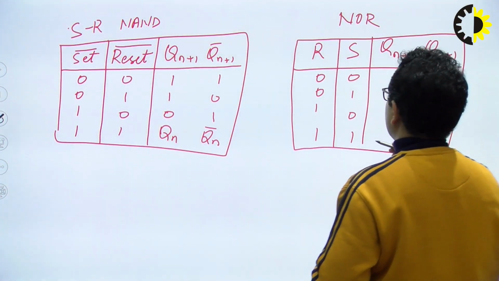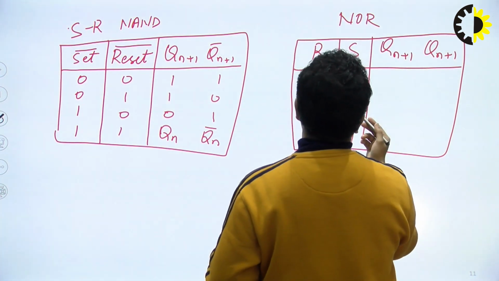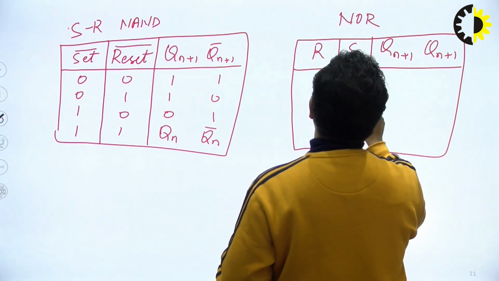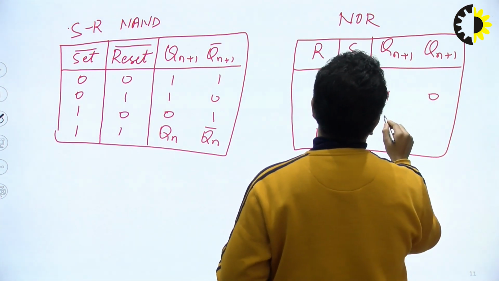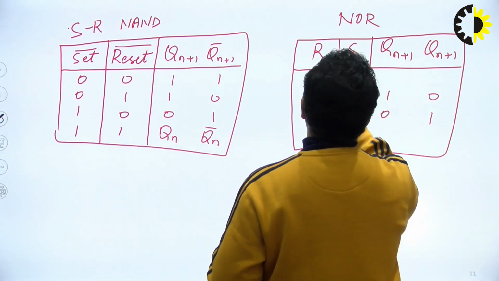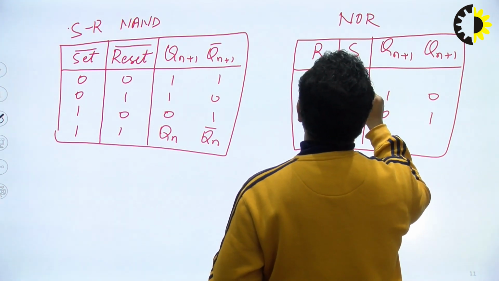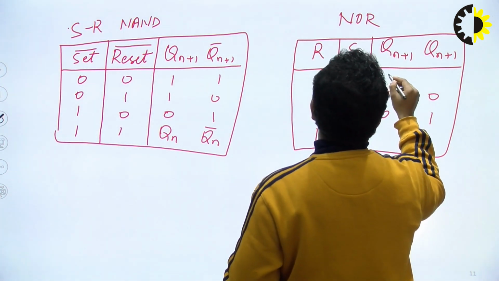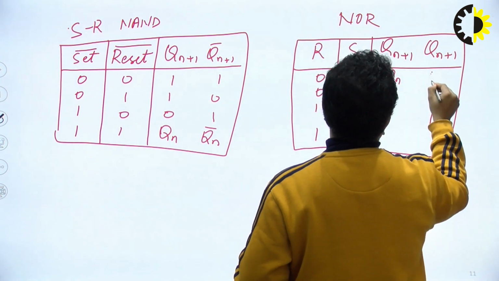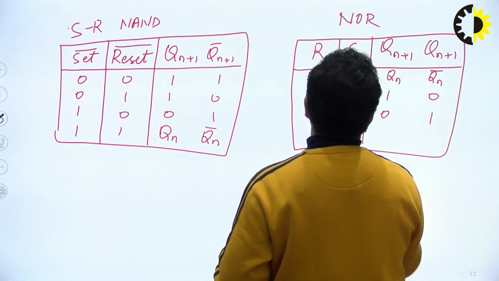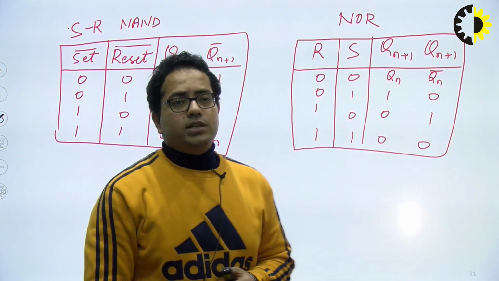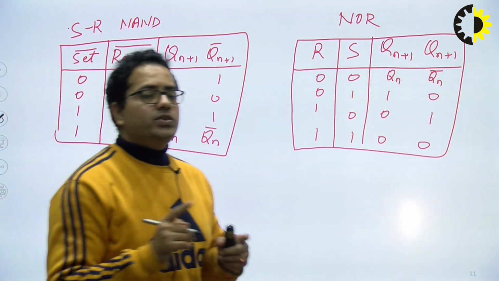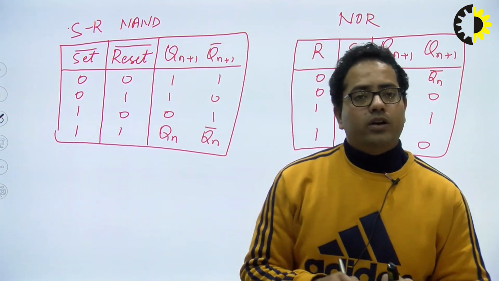Similarly for the NOR latch, we are concentrating on the value 1. So when we are giving 1 to set, the output will be set, to this reset it will be 0, and when it is 0 0, waiting for the input to be given, so it will be Qn and Qn complement, and for this one it will be 1 1, which is your invalid state. So this is the truth table for the SR latch using NAND as well as the NOR gate.